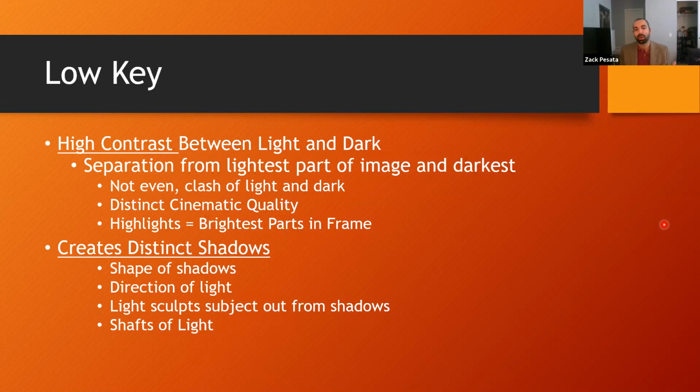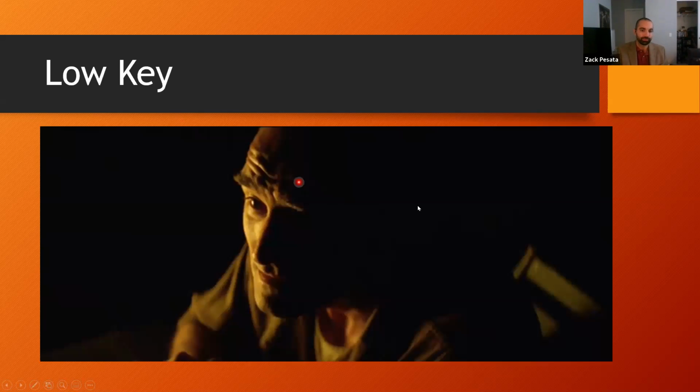So think about, why are the shadows on this subject? Why are the highlights on this subject? What's the shape of the shadows? What's the direction of the light? How is the light sculpting the subject out from shadows? Are there shafts of light? Are the shafts of light linking to the idea of a strong key light? And again, usually with a low key, you're using a hard lighting quality.